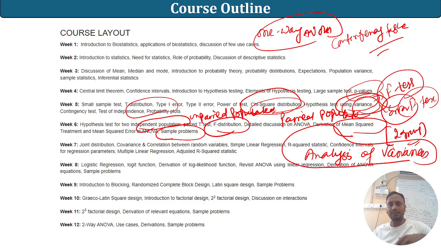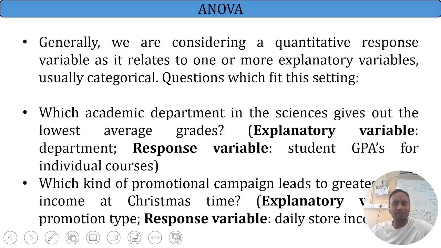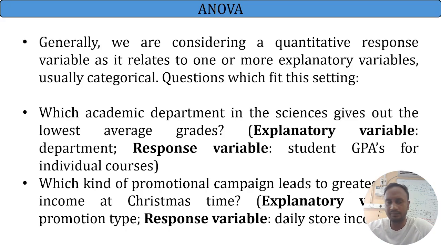Then in the coming sessions we'll see random variables, linear regression, and then the R square statistic. So can you tell me why we are going for the ANOVA? Just tell me if you have any idea about the ANOVA. Why are we going for the ANOVA? Whenever we have a number of groups, more than two, sorry.